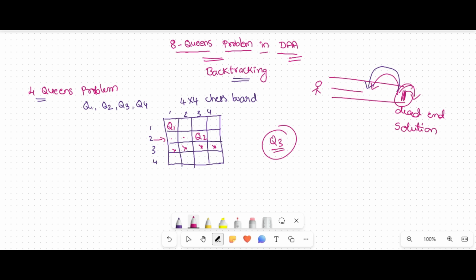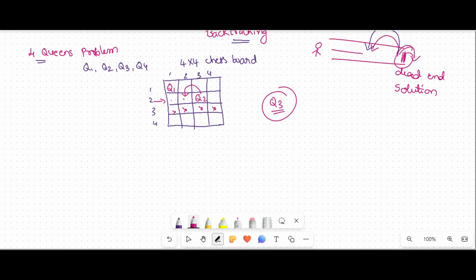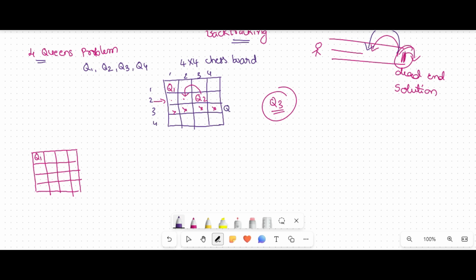We try to move the second queen back. Now take again a 4x4 chessboard, with columns 1, 2, 3, 4. The first queen is here only. Since we are unable to insert the third queen in the third row, this is the wrong place, so we will change it. Backtracking here means that from the third queen, you have to move back to the second queen and check back. That means this is not the right position.